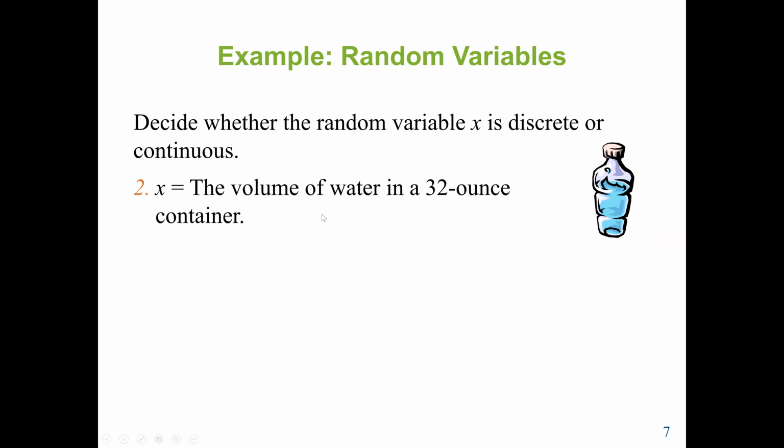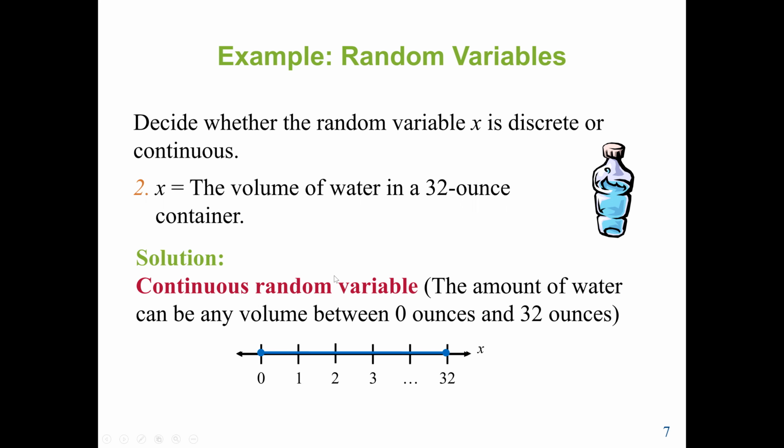Next example, the volume of water in a 32-ounce container. This will be a continuous random variable. We cannot count the volume of water in a container. So it's a continuous random variable. The amount of water can be any volume between 0 ounces to 32 ounces. Again, it's based on measurement. In order to know if it's 32 ounces, we have to put the water on a scale to measure it.